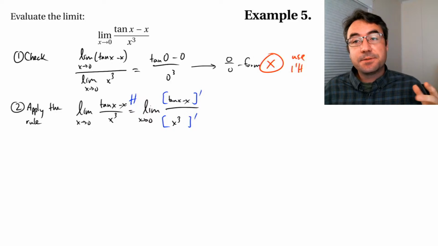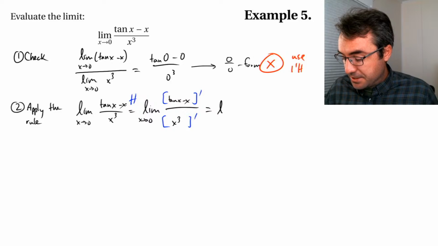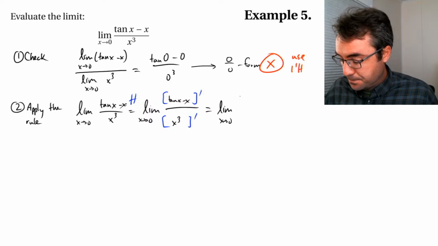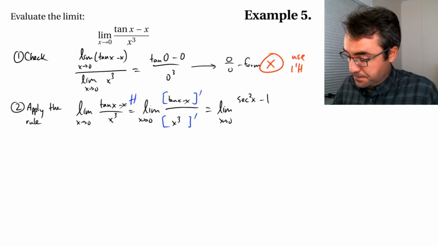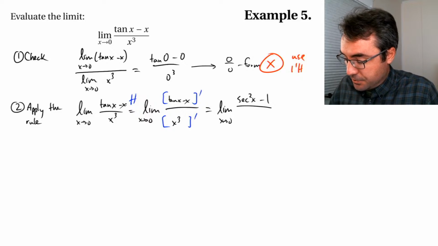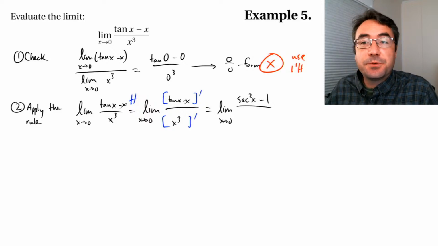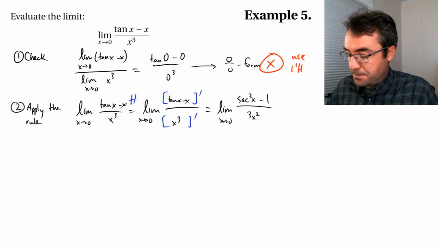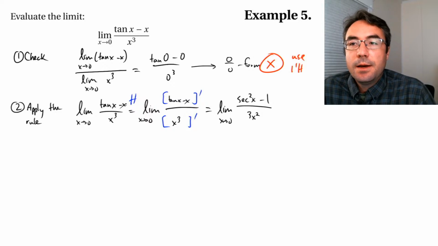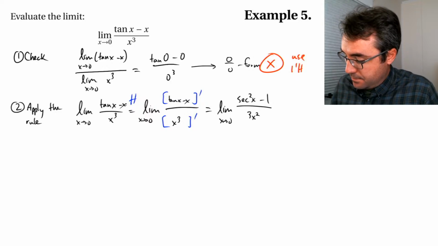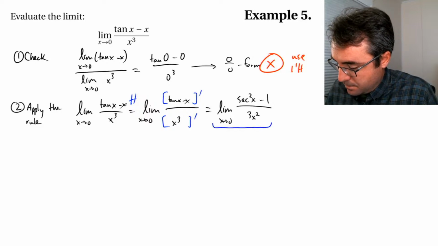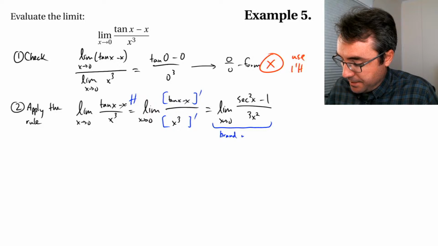Derivative of tangent x is just secant squared. Derivative of negative x is just minus 1. And then derivative of x cubed is 3x squared. Not too much to simplify there. So we could just check it again. So we have this brand new limit. Not much to simplify.